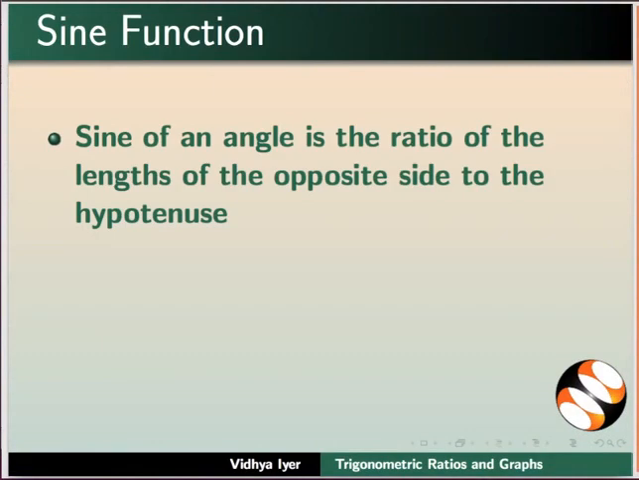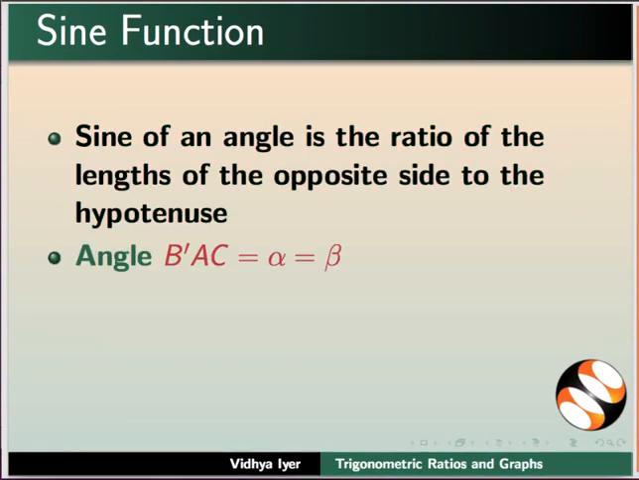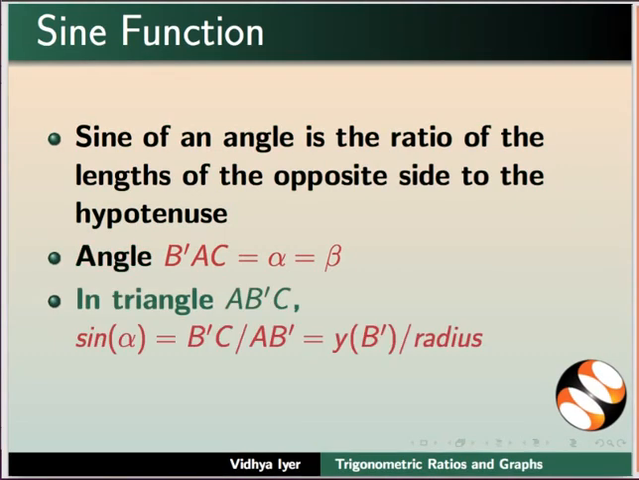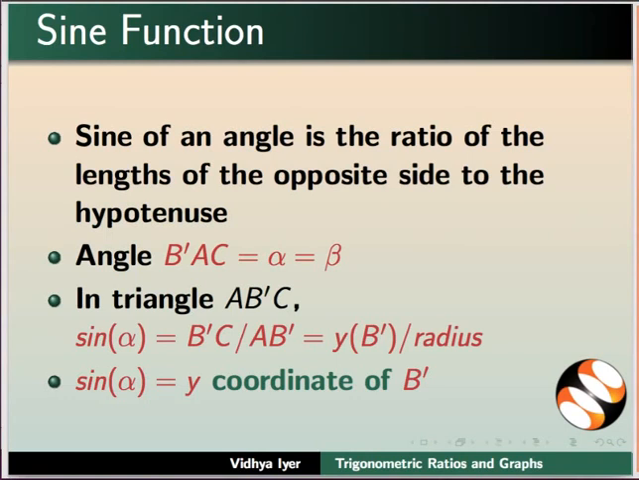Sine function. Sine of an angle is the ratio of the lengths of the opposite side to the hypotenuse. Angle B prime AC is equal to alpha degrees and to beta degrees. In triangle AB prime C, sine alpha equals the ratio of the lengths B prime C to AB prime. This is also equal to the ratio of the y coordinate of B prime to radius. Here, sine alpha is the y coordinate of point B prime.